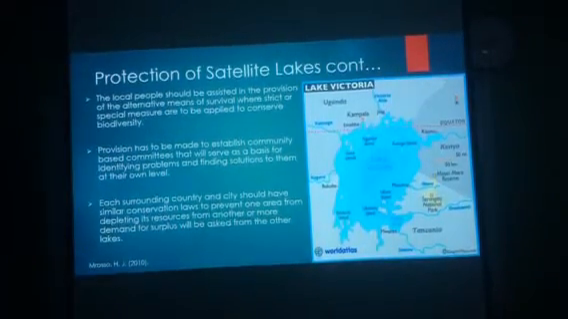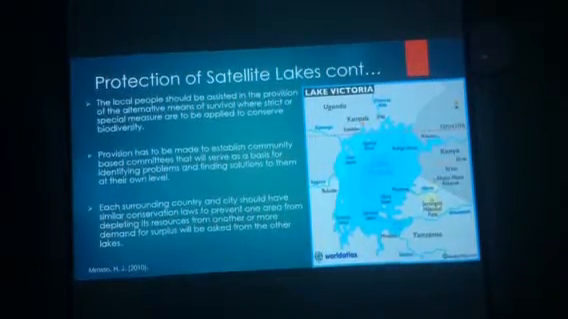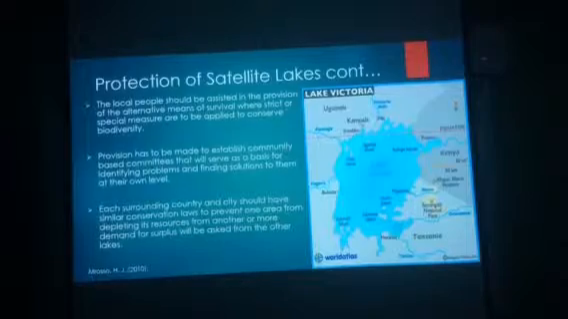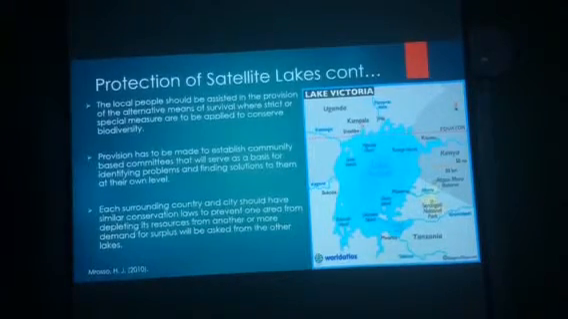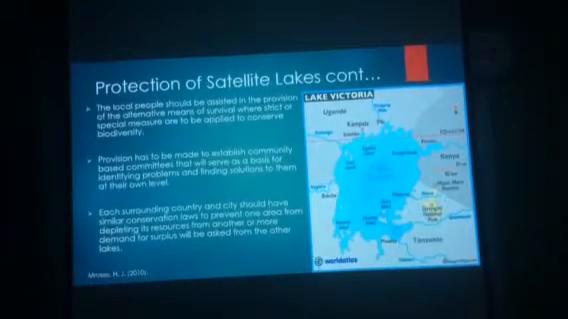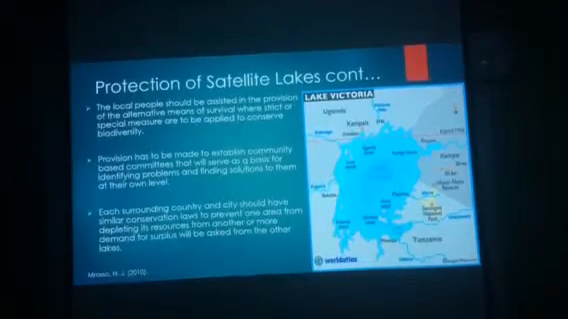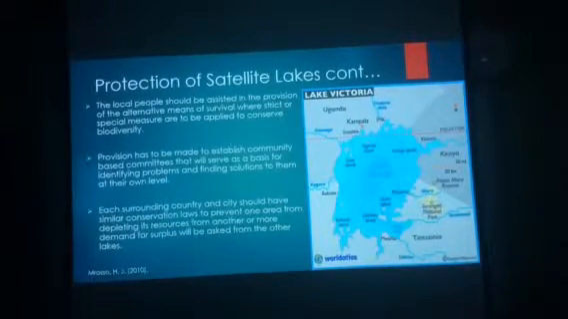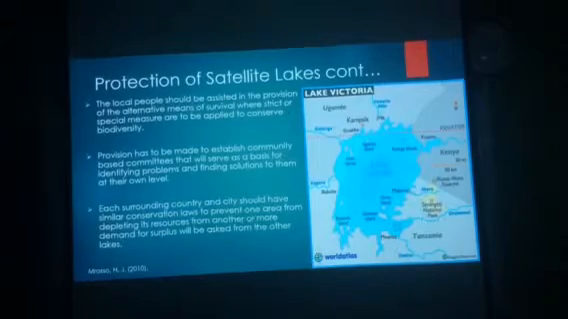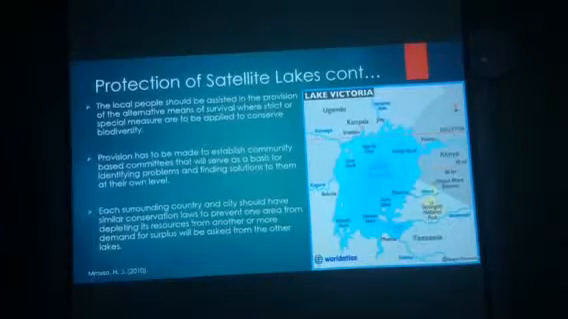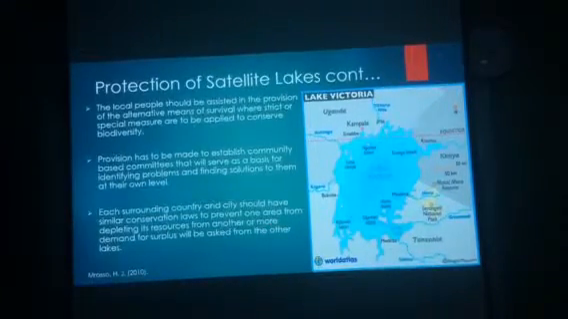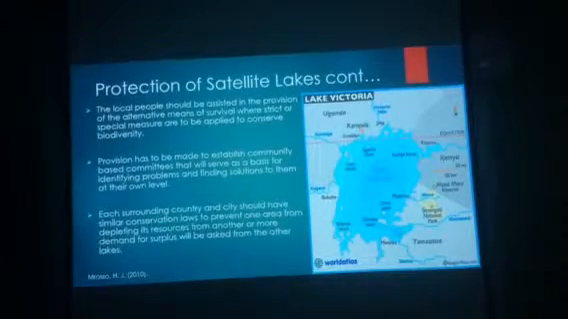The protections of satellite lakes are... the areas on the map here depict all the smaller cities surrounding the lake, as well as all the cities that benefit from the lake. The local people should be assisted in the provision and the alternate means of survival, where strict or special measures are to be applied to conserve biodiversity.